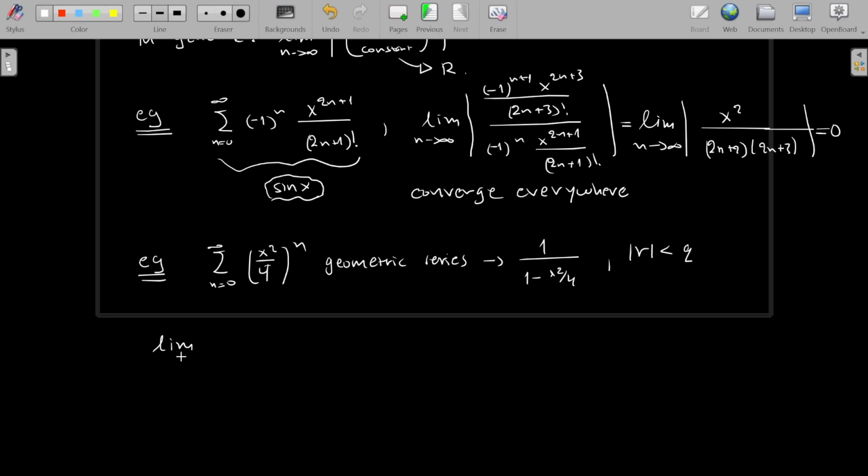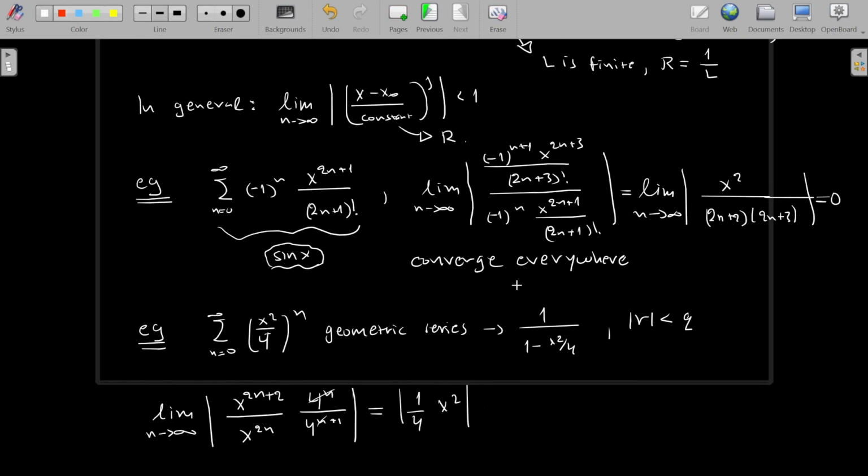So the limit when n goes to infinity of x to the 2n plus 2 over x to the 2n, and this is going to be upside down, so 4 to the n over 4 to the n plus 1. Now, this is nothing more than this goes away totally with this, so 1/4, and this leaves just x squared.